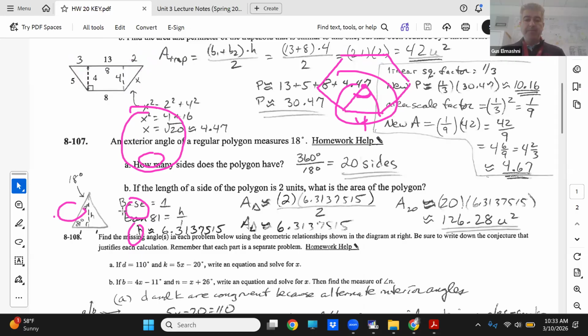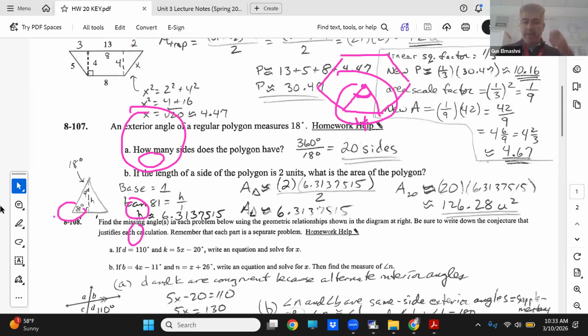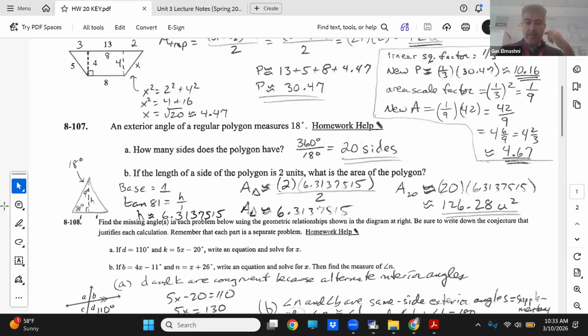For 107, we got to do some trig here, I think. No, not at all. Yes, no, we do. Never mind. If you have 18 degrees as the exterior angle, that means you have 20 sides. You have 20 sides. You can figure out all the rest, right? It's not that hard. Work it out. You should get the answer there. We've done this many times.